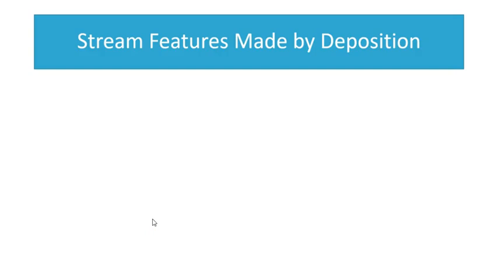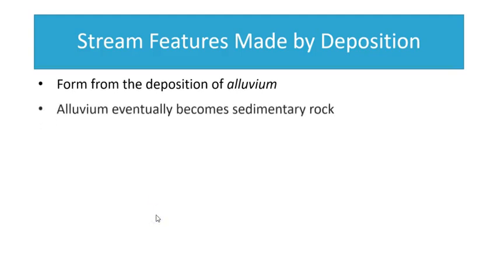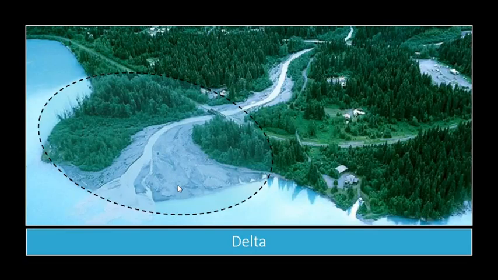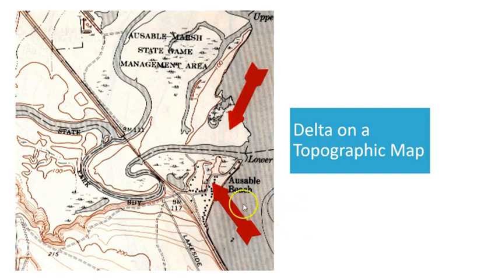Streams are the principal erosional force on Earth, but the rock they remove from one place must end up at another. This transfer of material results in the deposition of alluvium and the construction of landforms that become sedimentary rock. One of the most common depositional landforms, deltas, form at the mouth of a stream where it reaches base level. In this image, we have a delta. These form when a stream enters a calm body of water, losing its energy and depositing its load of sediment. Here's how a delta may be depicted on a topographic map.